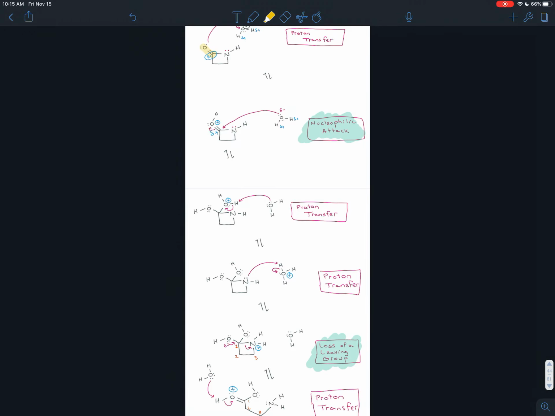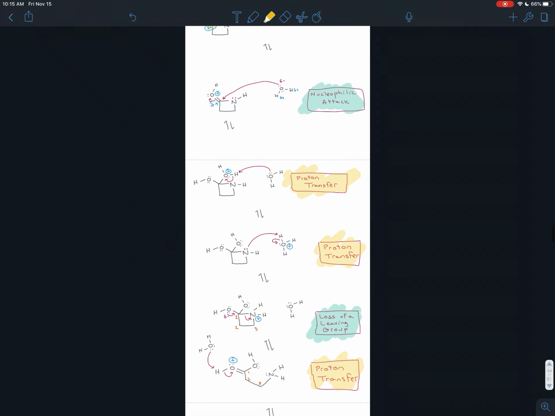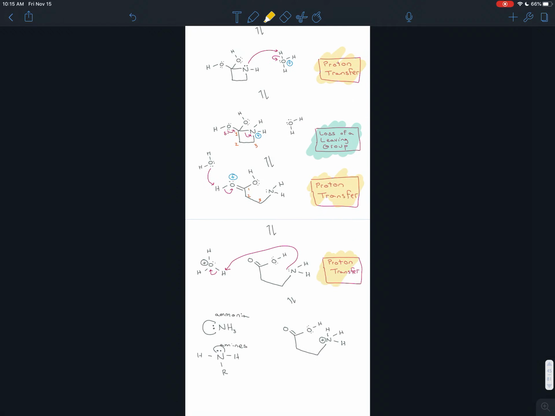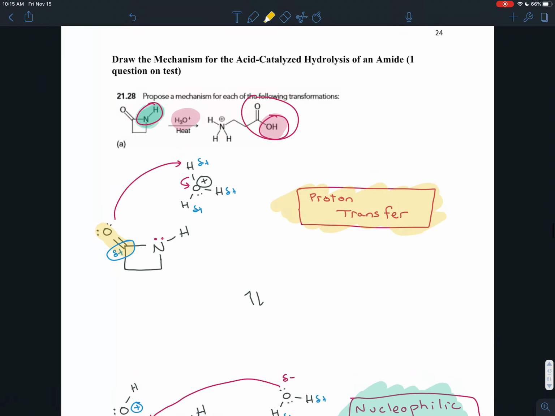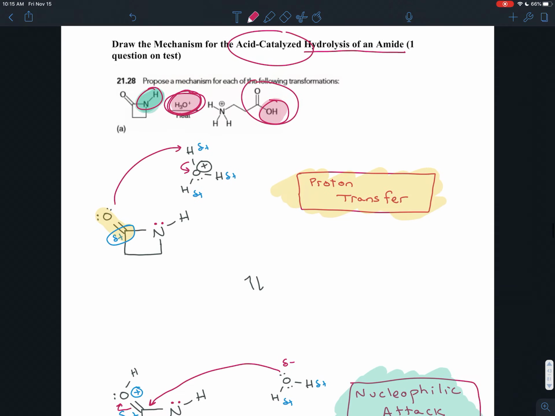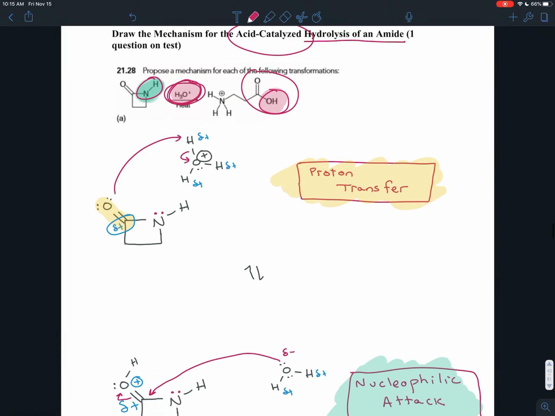Oftentimes, especially in the case of esters and amides, because they're not as reactive, we have to do a lot of proton transfers to influence the reactivity of the molecule. And that's especially true when you're doing an acid-catalyzed reaction. And then at the end of this one, there was just one extra proton transfer to illustrate the fact that amines are bases. So we used water to break apart an amide. So this is the hydrolysis of an amide, and we got the reaction going with an acid catalyst, an H3O+. So that's drawing the mechanism for the acid-catalyzed hydrolysis of an amide.